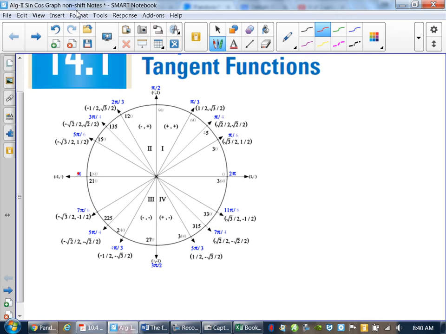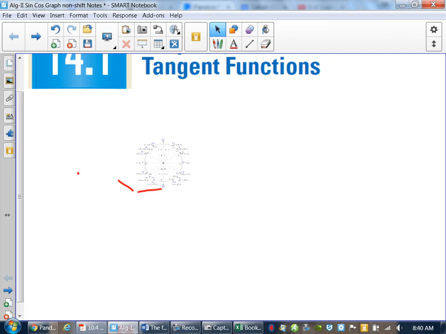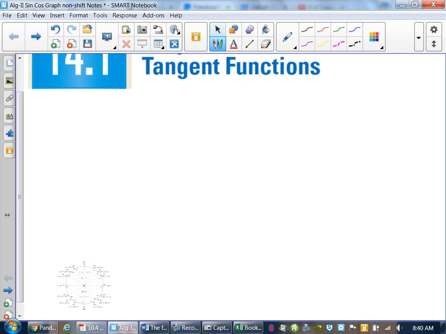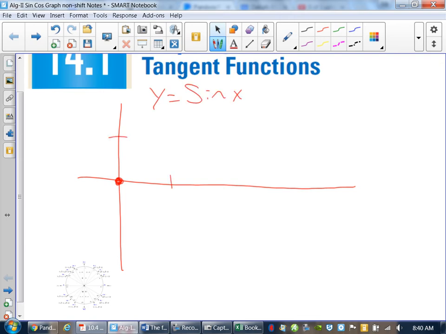So as we go around the circle, if we plot that out via a regular standard XY graph, what happens is sine starts at 0. At pi over 2, it goes to 1. At pi, it's back at 0. At 3 pi over 2, it reaches its minimum at negative 1. And then at 2 pi, it goes back to 0.